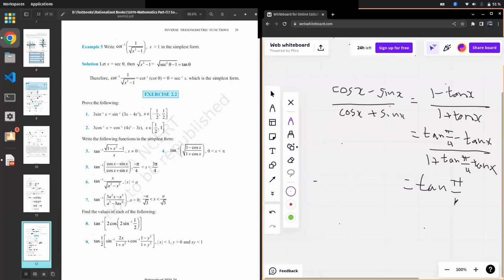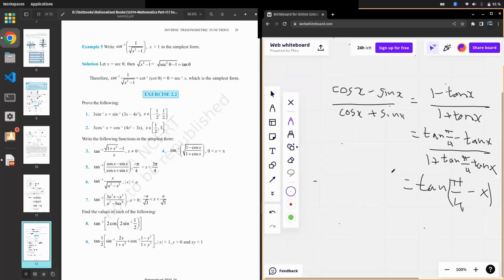So if you remember the formula of tan A minus B is equal to tan A minus tan B divided by 1 plus tan A tan B. So this is also a similar form to the formula for tan A minus B. So we will write this as tan pi by 4 minus x.